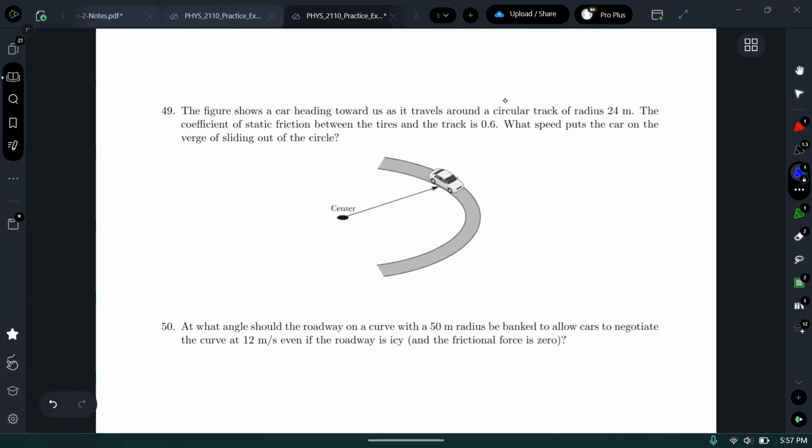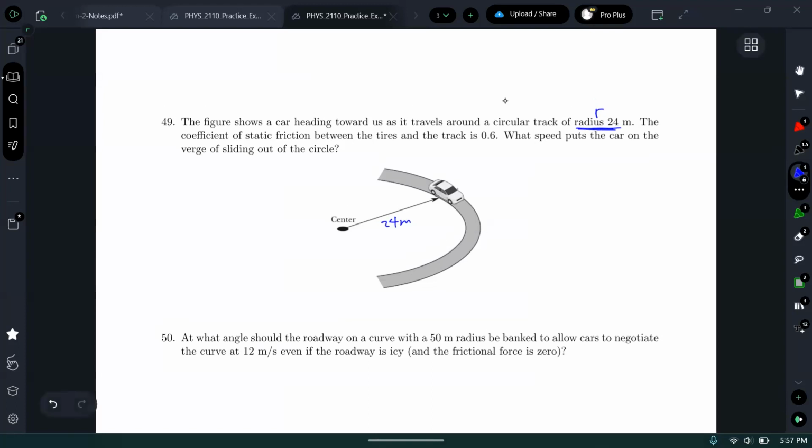We've got a car heading towards us as it travels around a circular track of radius 24 meters. If I didn't have a picture like this already drawn, I'd be drawing it right now. So I'm given a radius, and this is another tip: underline anything you're given, and if we have a symbol we pretty much always use for it, write that symbol there, because that's going to help you narrow down which equations could be relevant. So coefficient of static friction, 0.6. We use mu s for that. What speed? Speed is v, and it's saying what is it? So this is the thing it's asking us about. On the verge of sliding out of the circle.